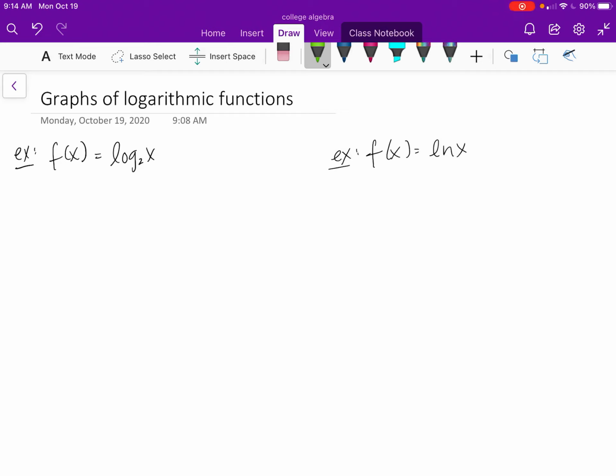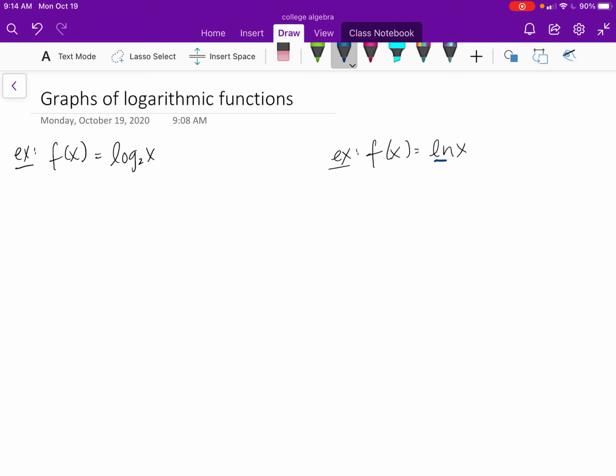Okay, let's check out a few logarithmic functions. In particular, we're going to look at the graph, but before we do that, let's talk about what this is. Maybe you're new to what a logarithm is, or this ln is a natural log. What does that even mean?